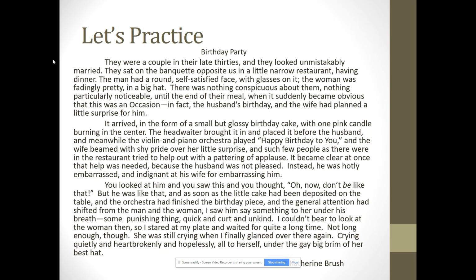It arrived in the form of a small but glossy birthday cake with one pink candle burning in the center. The head waiter brought it in and placed it before the husband, and meanwhile the violin and piano orchestra played Happy Birthday to You, and the wife beamed with shy pride over her little surprise, and such few people as there were in the restaurant tried to help out with a pattering of applause.